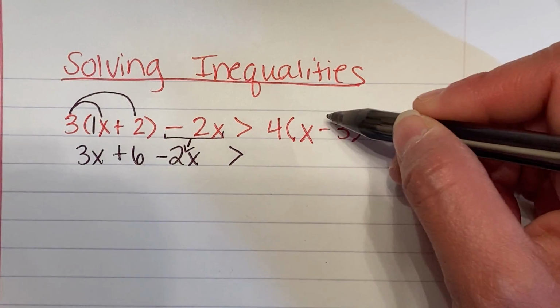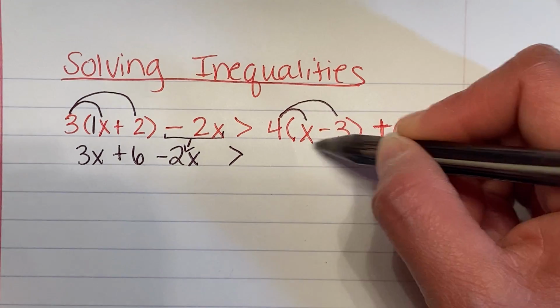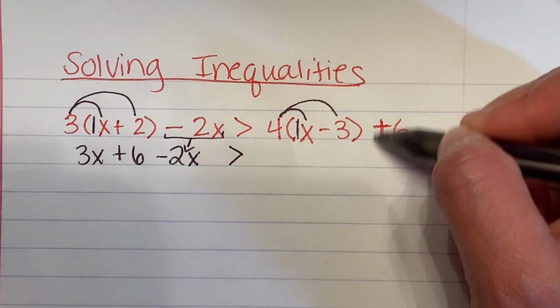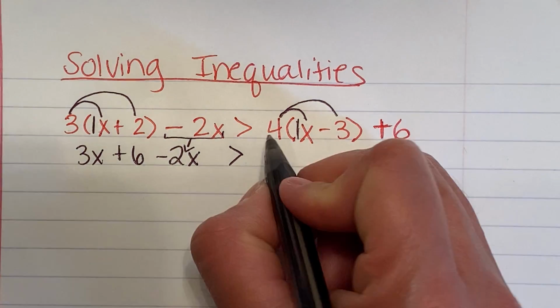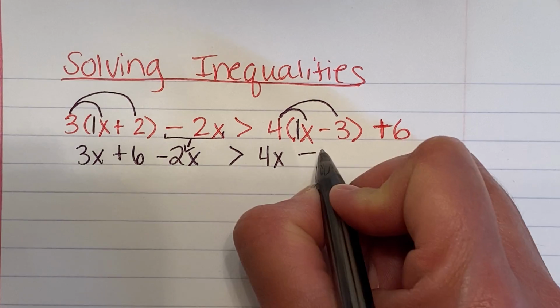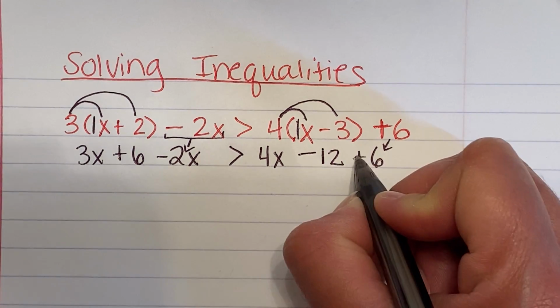So now we have 4 parentheses x minus 3. That means I only distribute 4 to the terms inside the parentheses, x and a negative 3 or minus 3. This positive 6 will come straight down. So 4 times x is a 4x. 4 times a negative 3 is a negative 12. Again, bring down your sign with that value.